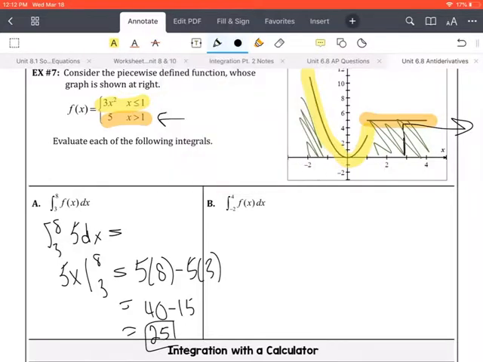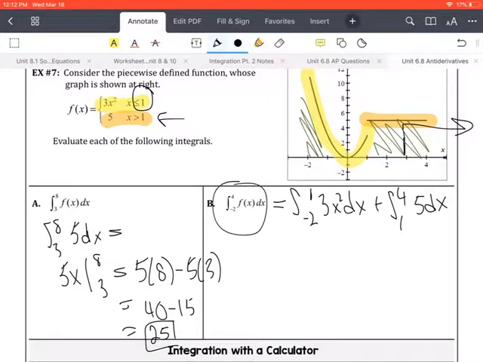So this is equal to the integral from -2 to 1, that boundary, of 3x squared dx, plus the integral from 1 to 4 of 5 dx. Right? So I'm essentially just splitting this piecewise function up into the 2 pieces, the one that's less than 1 and the one that's greater than. The one where x values are less than 1, the one where x values are greater than 1.